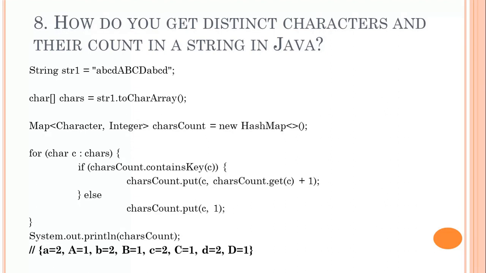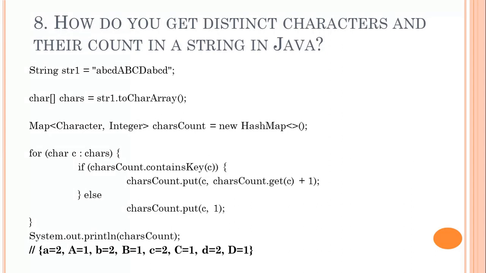So we need to take a map, with the key as Character and the value as Integer. Character is to store the character and Integer is to store the count. Now we'll loop through the character array.